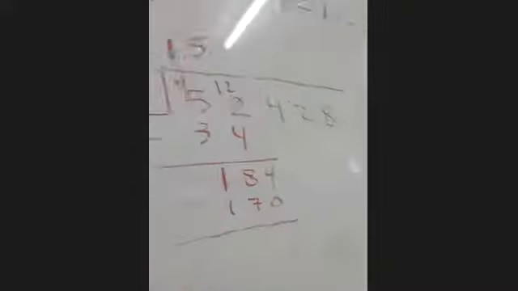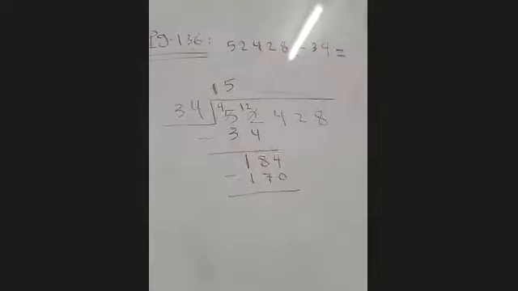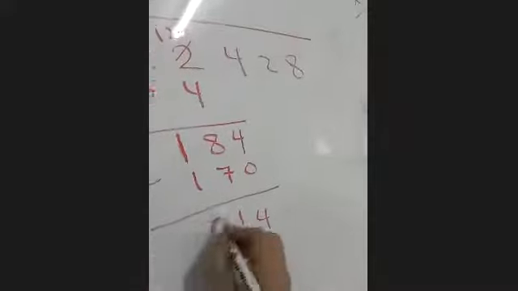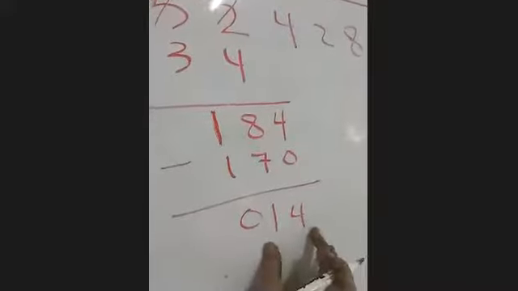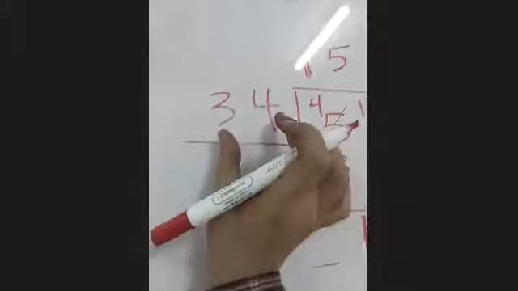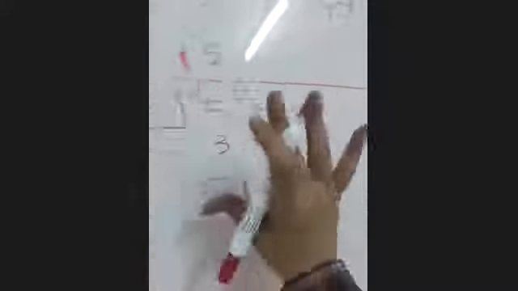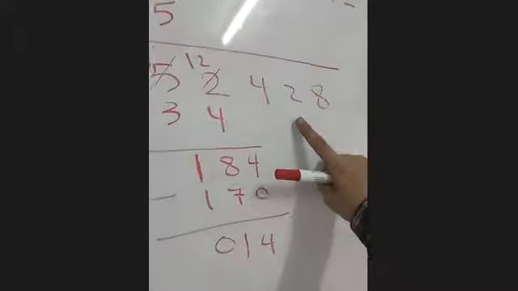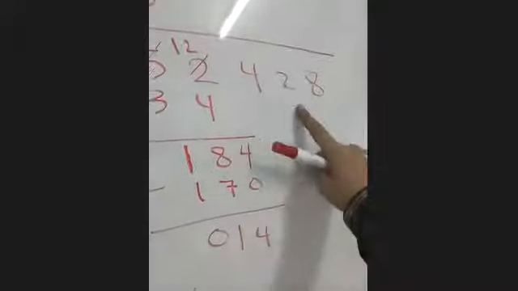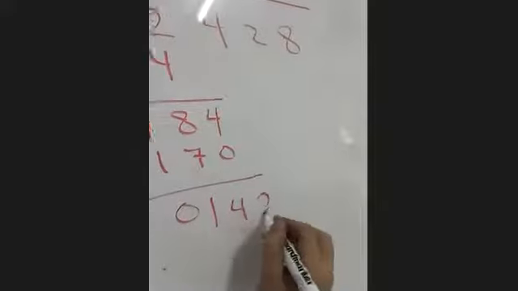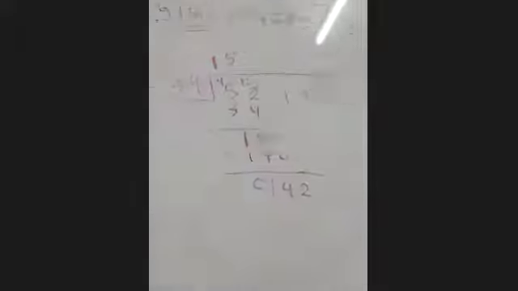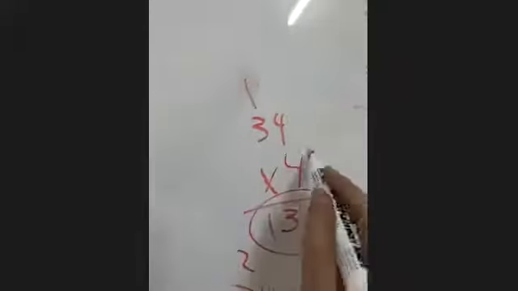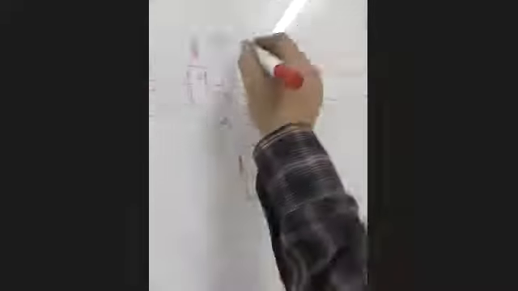And make what now? Subtraction. 4 minus 0, 4. 8 minus 7, 1. 1 minus 1, 0. What's the number here? 14. 14 is less than 34. So I'm okay. Now what will I do? Bring down. I get the 4. Now I'll get the 2. 142. This is the closest one, right? It comes from 4. So here I'll put 4.